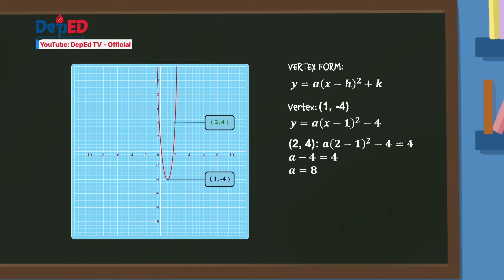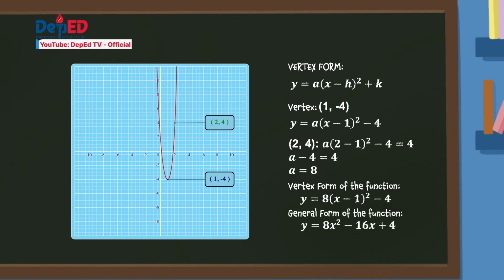The leading coefficient is positive, or is greater than 0. This explains why the parabola in this example opens upward. And therefore, in vertex form, the equation of the function is given by y equals 8 times the binomial (x minus 1) squared minus 4. In general form, this is expressed as y equals 8x squared minus 16x plus 4.